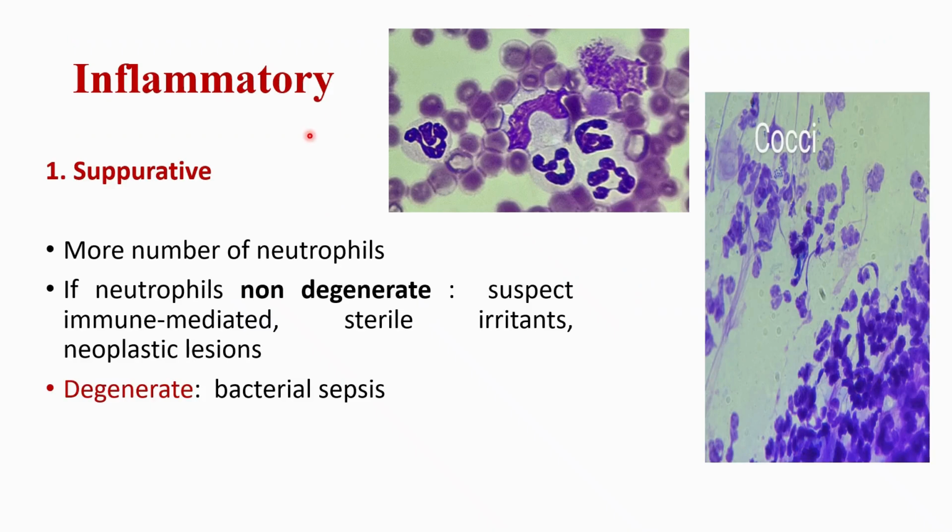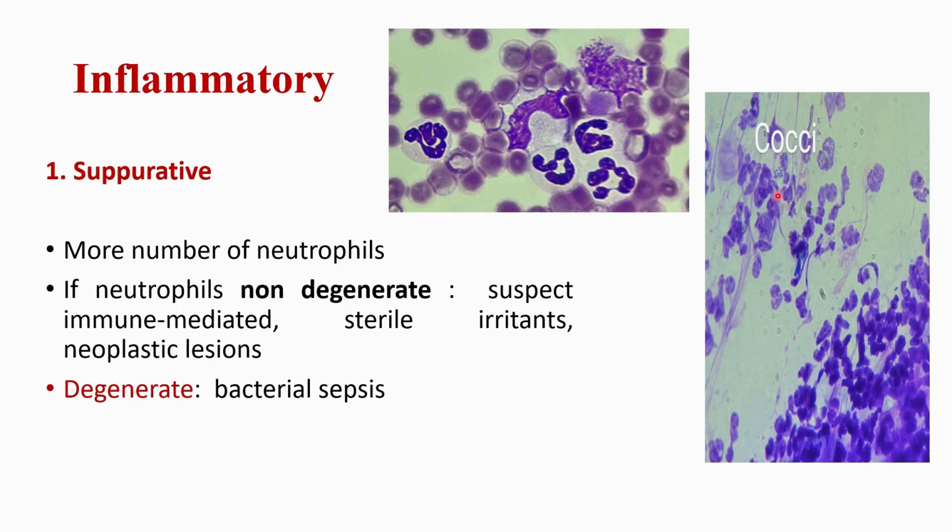The first type is inflammatory. In that, we will learn about suppurative inflammation. In this case, the sample contains a large number of neutrophils. As you can see in this picture, all these cells are neutrophils. The neutrophils can be non-degenerate or degenerate. If the neutrophils are non-degenerate, it may indicate an immune-mediated condition or sterile irritants or even neoplastic lesions. If the neutrophils are degenerate, it usually suggests a bacterial infection or sepsis.